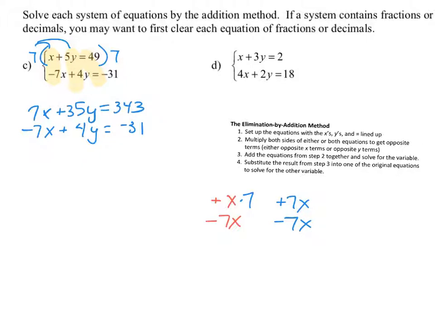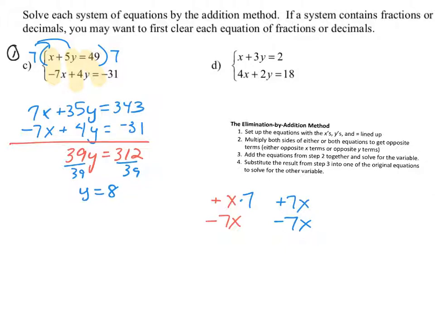Now we can go to the third step, which is where we can add these equations together. We're going to add up the x terms and we get 0. That always happens when you have opposite terms. And then the y terms, we're adding up 35y plus 4y, and that'll give us 39y is equal to 343 minus 31, or 312. Now we're going to solve this step by dividing both sides by 39 to get y is equal to 8.